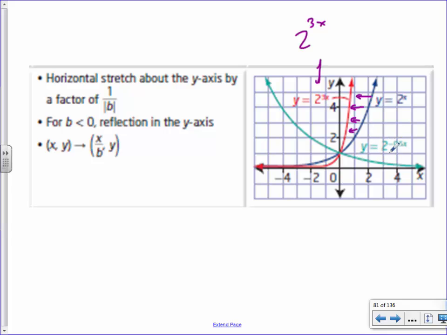Or this guy right here, if you can't read that, that is 2 to the negative 0.5x. The negative right in front of the x flips the graph side to side. So now rather than it being a growth graph, it made it a decay graph. And for the last step, a 0.5 takes the graph and pulls it outward.